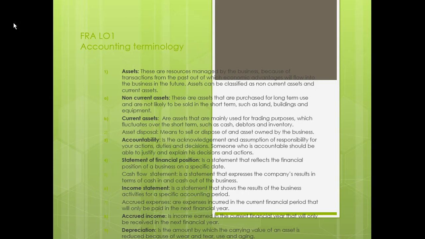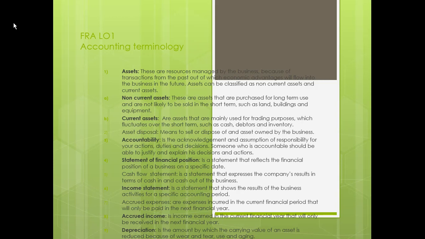We go to the next one, the accrued expenses. These are expenses incurred in the current financial period that will only be paid in the next financial year. Accrued expenses are, in other words, we are saying the expense has happened this year, but it will be taken care of in the following financial period.